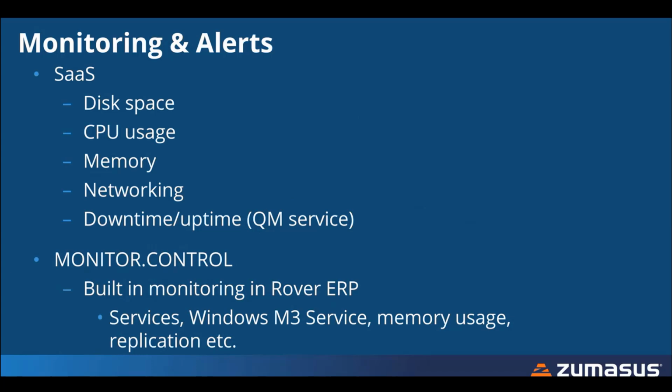The next topic we'll be going over is monitoring and alerts. So if your Rover instance is being hosted in our SaaS environment, we do have engineers that are continuously monitoring disk space, CPU usage, memory, networking, as well as downtime and uptime. So we do use the QM service as a way to get alerts if the server has been rebooted, it's gone through updates, there's no communication, the service has stalled. So we do have engineers that react to these alerts in real time.